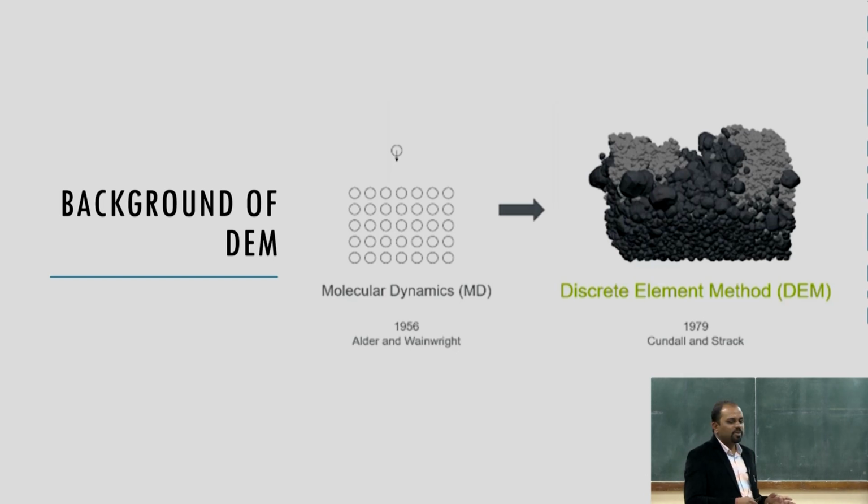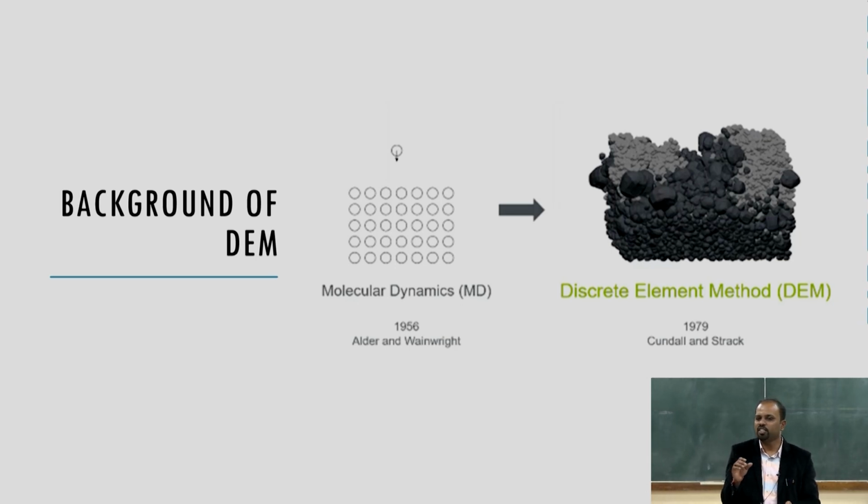A little background: this evolved from molecular dynamics, where the translational part is there, and in 1956 and in 1979 it became the discrete element method. You can see that the size and the shape of the particle can be varied in the discrete element method. And there is a rotational degree of freedom involved in DEM, which is not there in molecular dynamics.